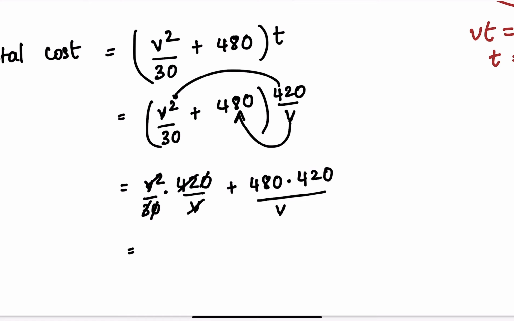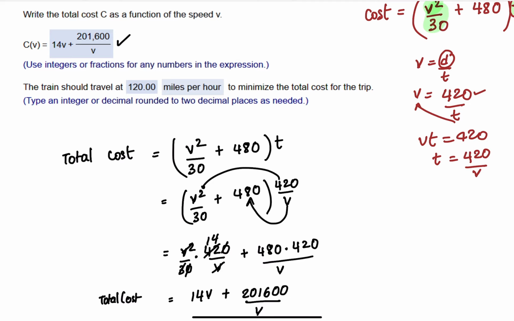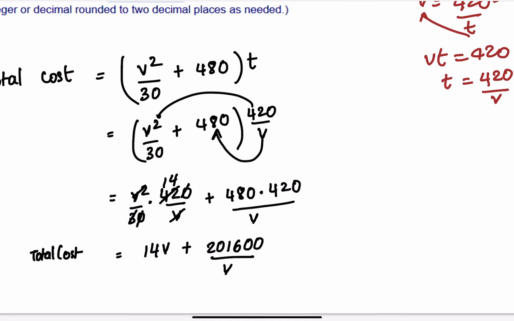30 goes into 420 14 times. I have 14V plus, I can't multiply this one, I have to plug it in, which is 480 times 420, which is 201,600 over V. So that's my total cost. And I'm trying to minimize the cost. The moment I hear the word minimize, you know what I'm going to do? I'm going to find the derivative.